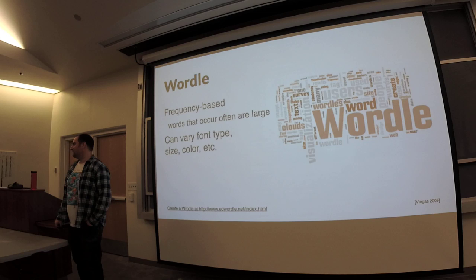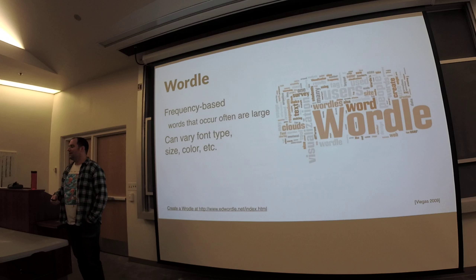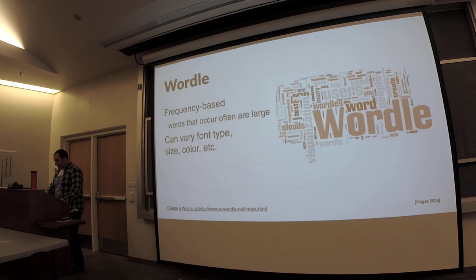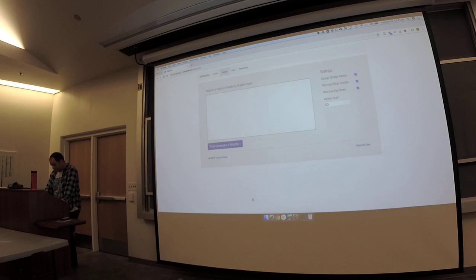Yeah, so you emphasize the most frequent word somewhere around the center, but it's also about appearance and novelty, right? You could just do a list of words and scale them accordingly, and it might look pretty boring. You can also vary font type, size, color, and so on. Unfortunately, the original tools were written in Java applets, and that doesn't really work anymore. But here is an academic tool where you can actually create a word cloud.